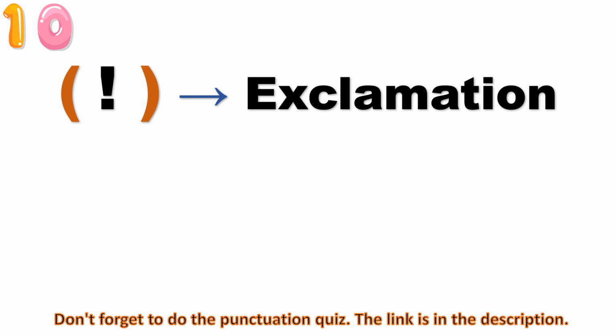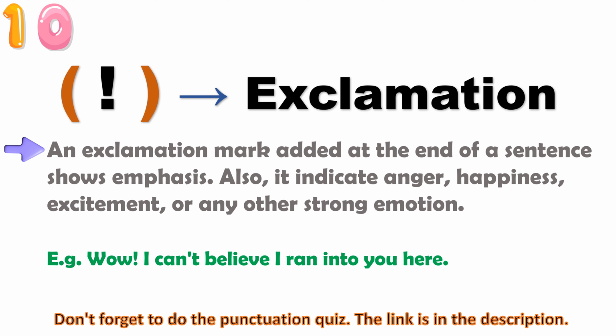Exclamation. An exclamation mark added at the end of a sentence shows emphasis. Also, it indicates anger, happiness, excitement, or any other strong emotion. For example, "Wow! I can't believe I ran into you here."